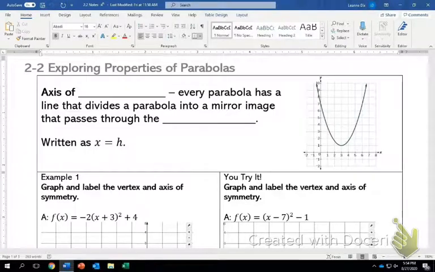So I've already mentioned this in 2-1, but here we have the next couple of concepts. We have something called the axis of symmetry. All right, and this axis of symmetry is merely that every parabola has a line, or imaginary line, that divides the parabola into a mirror image that passes through the vertex. Okay, so if it is passing through the vertex, it is typically going to be a vertical line.